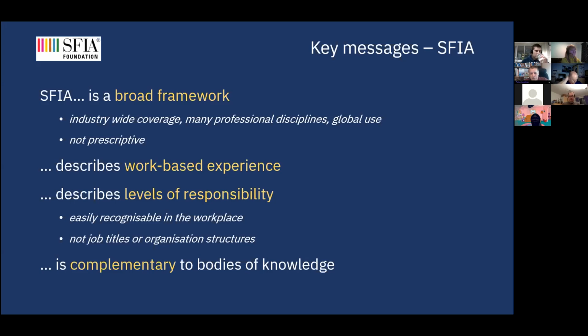And that's deliberate because it's hard enough to come up with common skills to be used and define them all. It's almost impossible to come up with prescriptive job titles or org structures. So we say, you know, that's up to organizations to pick up and use as they wish. And as a summary, we think it's really complementary to bodies of knowledge. They need to work together.